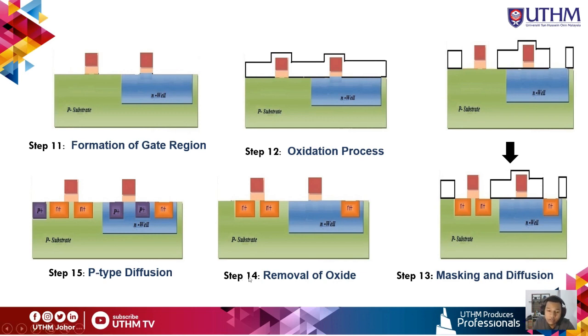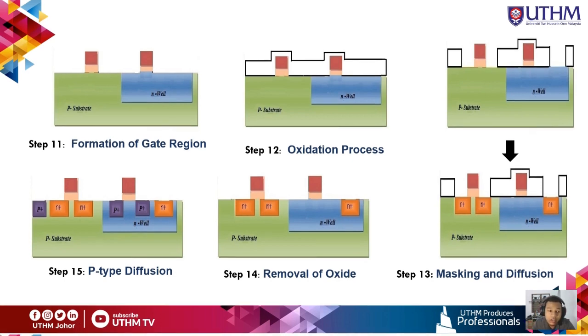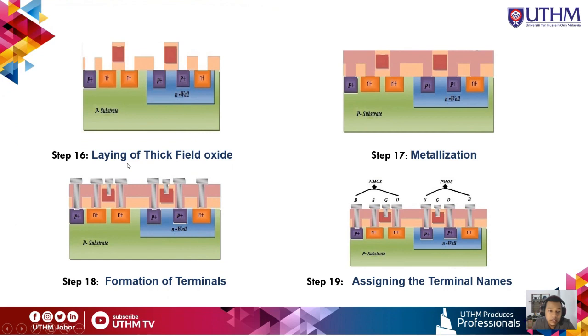And then step 14, removal of oxide. The oxide layer is stripped off. And then step 15, P-type diffusion, similar to the N-type diffusion, for developing the terminals of PMOS. P-type diffusions are carried out. And then step 16, laying of thick field oxide. Before creating the metal terminal, a thick field oxide is laid out to form the protective layer for regions of the wafer where no terminals are required.